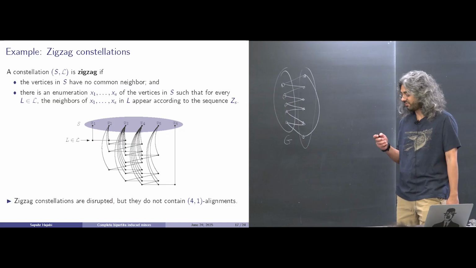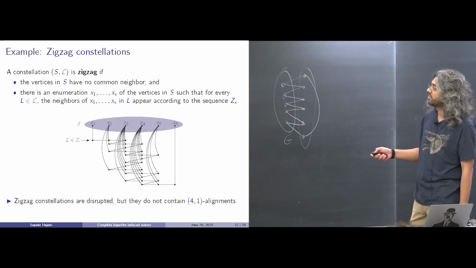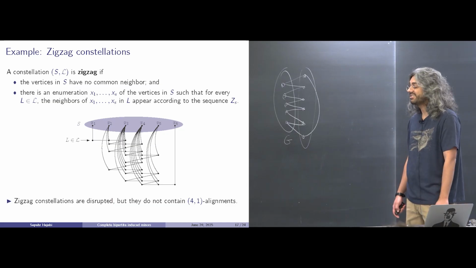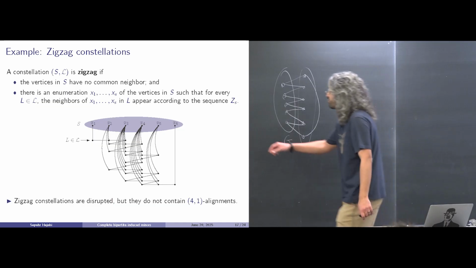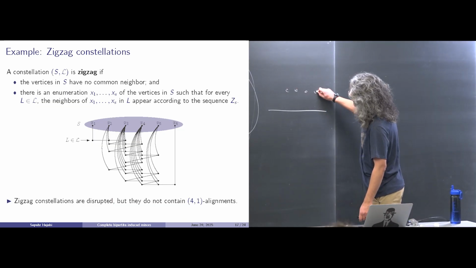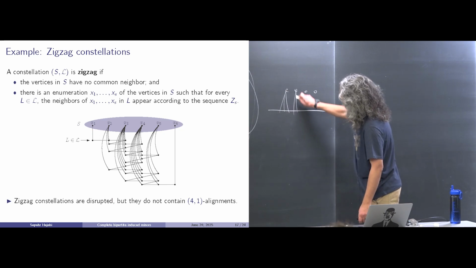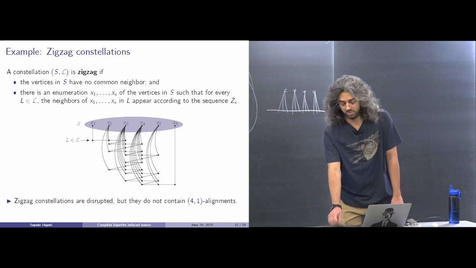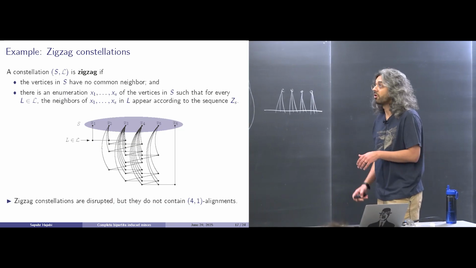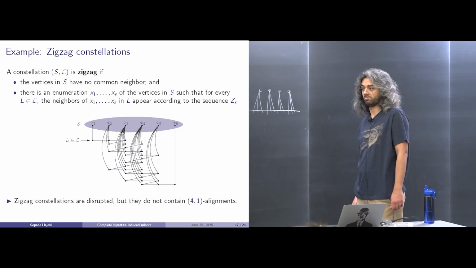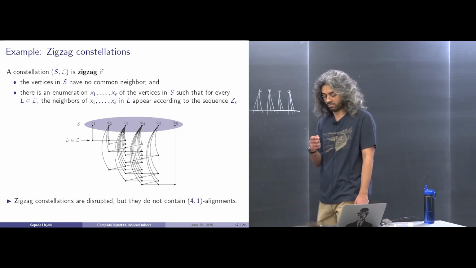You can convince yourself, it's not that difficult to see, that if there's going to be a path between x2 and x5, then x3 and x4 must have neighbors in it. And yet it doesn't contain even an alignment with 4 vertices in this stable set and just one path. It never contains an induced subgraph that looks like this. So there are disrupted constellations that are just not alignments, not in any possible way.